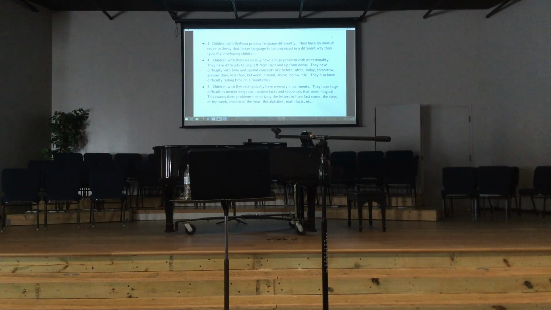Children with dyslexia process language differently. They have an unusual nerve pathway that forces language to be processed in a different way than typically developing children. They usually have a huge problem with directionality. They have difficulty telling left from right and up from down, difficulty with time and spatial concepts like before, after, today, tomorrow, greater than, less than, between, around, above, below. Also, telling time on a round clock is really difficult for most of these kids because if you think about being confused about left and right and up and down, let's do clockwise and counterclockwise. And let's say that a quarter after is really a 3 instead of a 25, and that really means 15 minutes. How confusing is that, really?